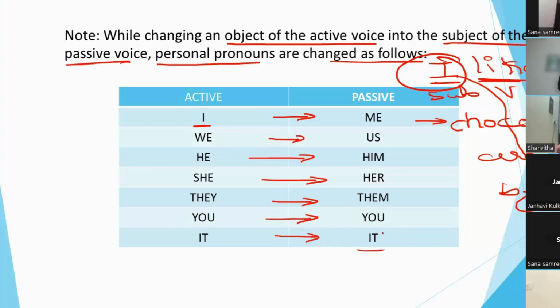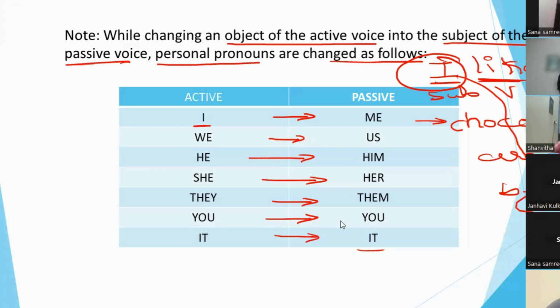This is an important thing that you have to remember. Ma'am, can you show an example for you? Yes, you can. Using you as a pronoun. Okay. So if I say I like you, then the same thing will remain in the passive: you are liked by me. You remain the same.